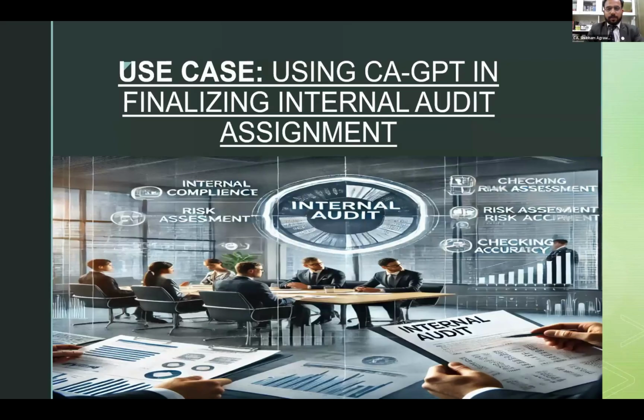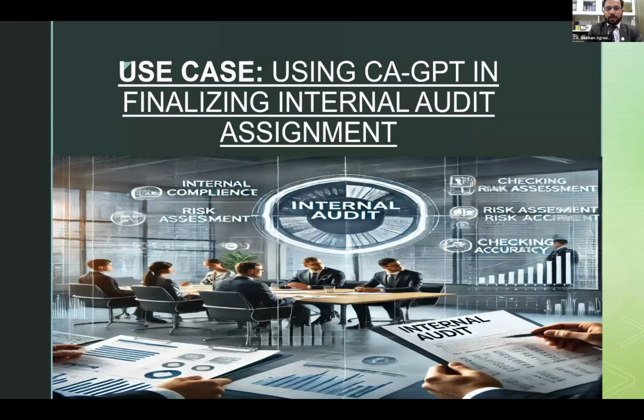So first, we have to understand the problem statement. A practicing chartered accountant based at Agra started his practice in 2022. From his reference, he got a call for an initial meeting at ABC Limited for executing the internal audit assignment of that company. The company was dealing in leather processing and manufacturing. The meeting was scheduled for the next day at 11 a.m.